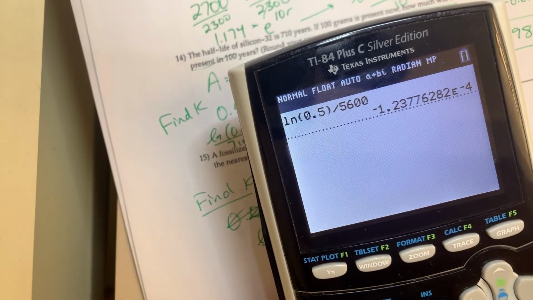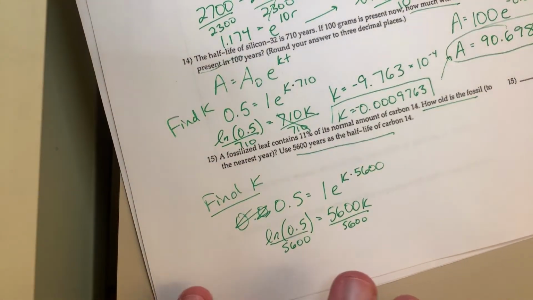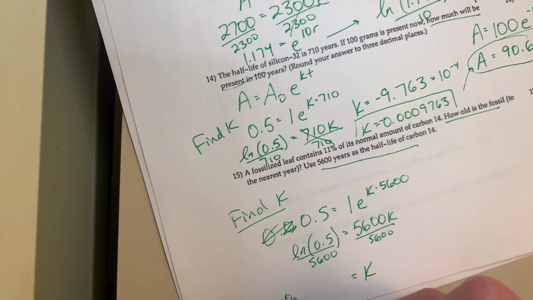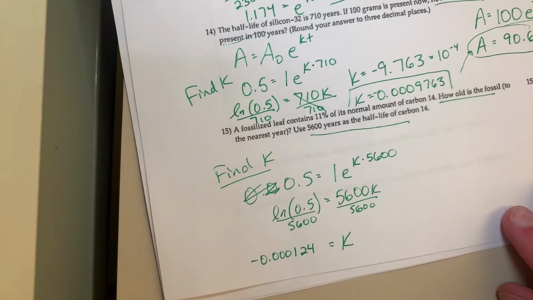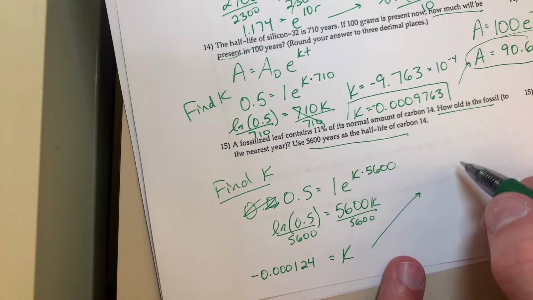But again, this means bump that decimal place over 4 times to the left. So that would be, k is going to equal negative 0.000124. We can round that up. Okay, so again, that's not my answer, but that is my decay rate that I need to answer the question.